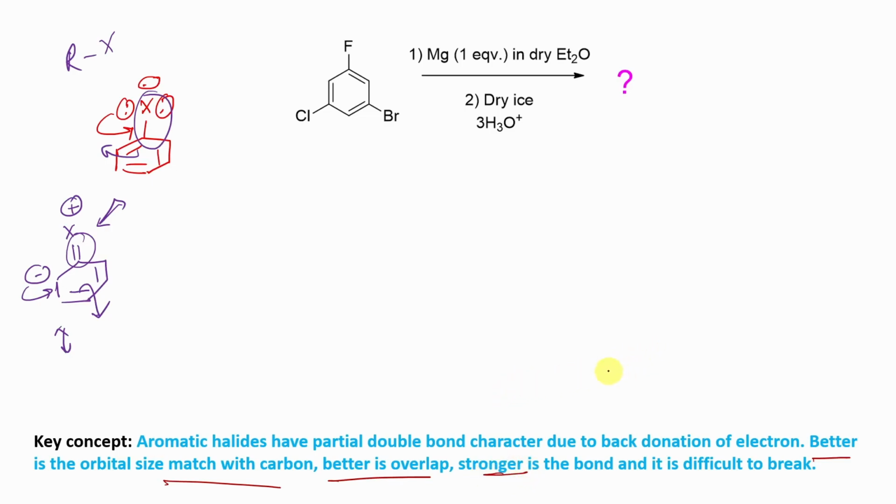Now when overlap is less, when size mismatch is there. If you look at carbon, second row, carbon bromine, it's second row versus fourth row. Carbon fluorine, second row, very strong. Carbon chlorine, second row, third row, significantly more strong. So carbon bromine, this second row versus fourth row, is actually the weakest here. So consequently this bond will be broken.